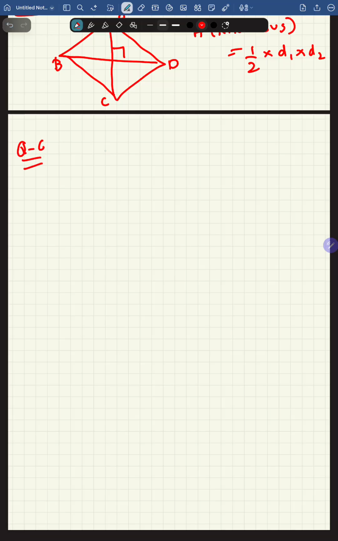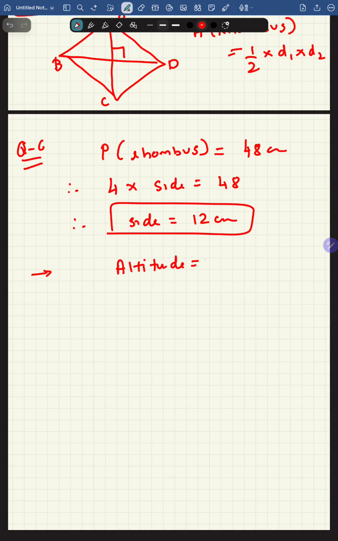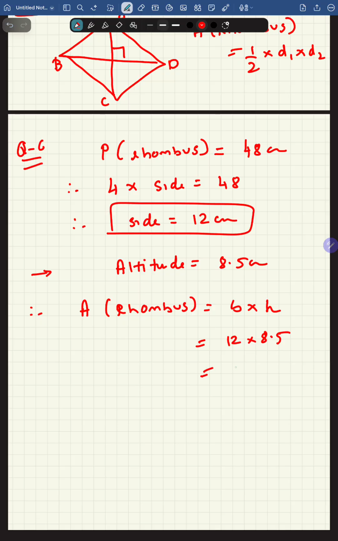Question 6. The perimeter of the rhombus is given as 48 centimeter. 4 into side is 48, therefore the side becomes 12 centimeter. Altitude, that is height, is given. Therefore the area of the rhombus is base into height. Base into altitude. Altitude means height, beta. Very easy sum to begin with, beta.